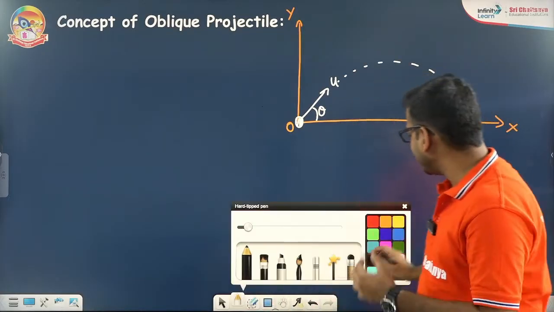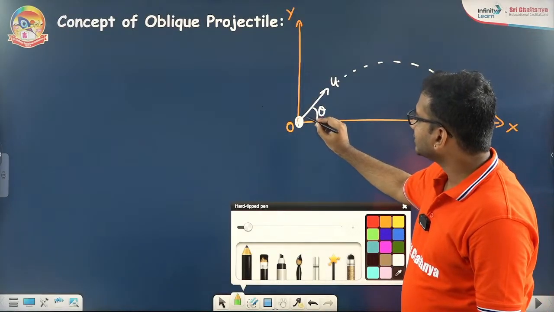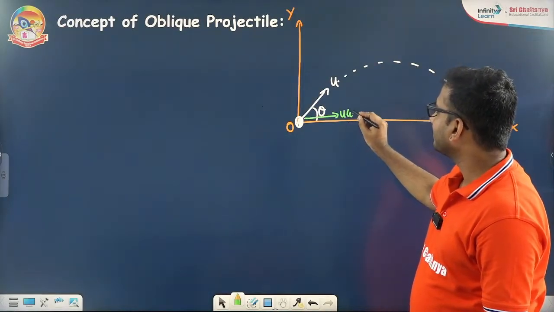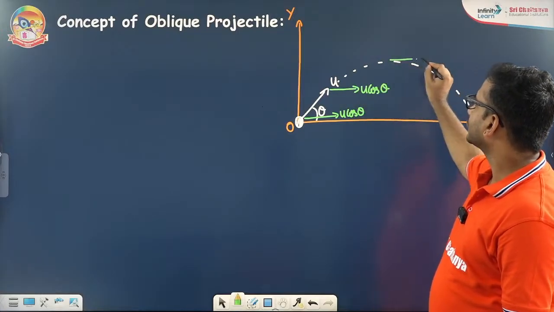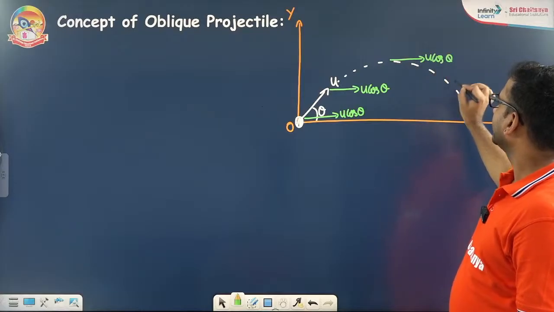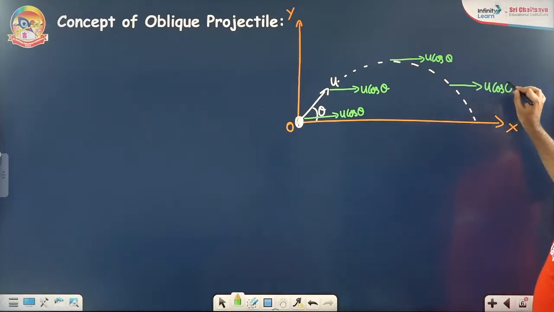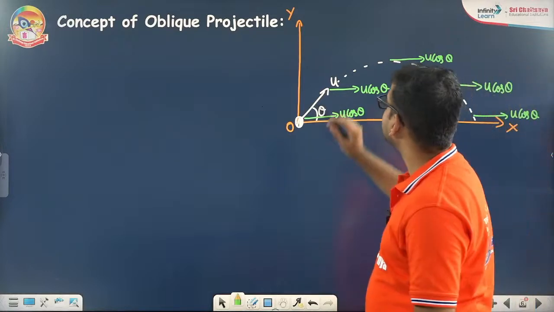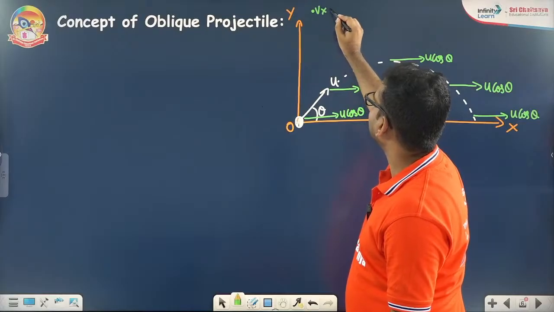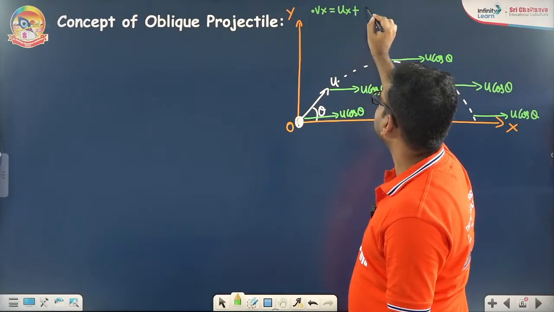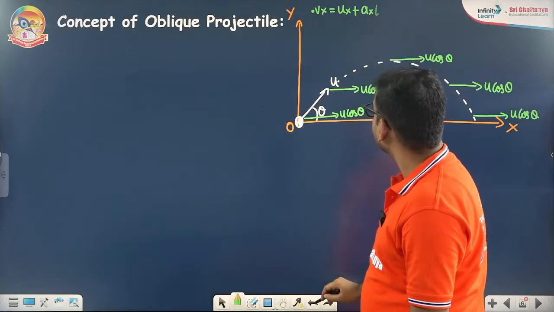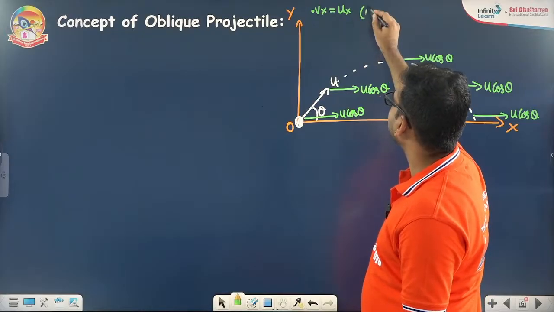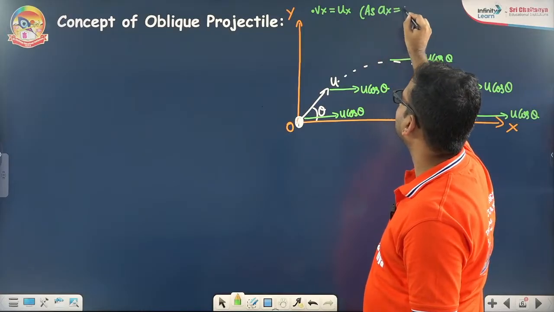If you understand the variation of velocity with time, so I will say here, this is u cos theta, and it won't change. Everywhere it is u cos theta. Topmost point also it is u cos theta. See, horizontal component of velocity will not change here. Why is the horizontal velocity component not changing? Vx is always equal to ux plus ax into t. But this ax is 0. So Vx will be always equal to ux as there is no acceleration in the horizontal direction.